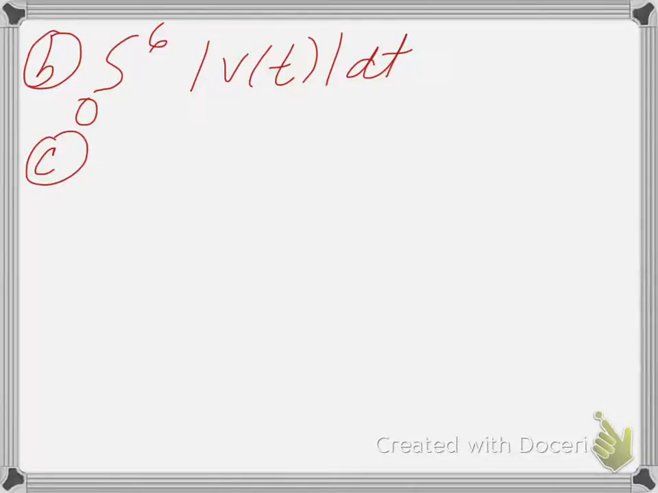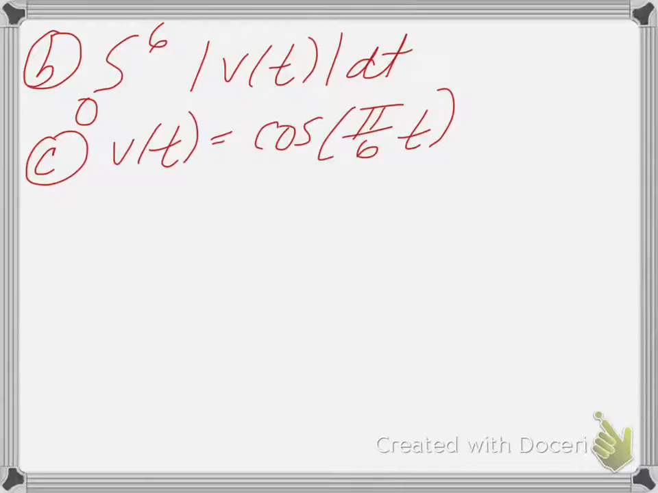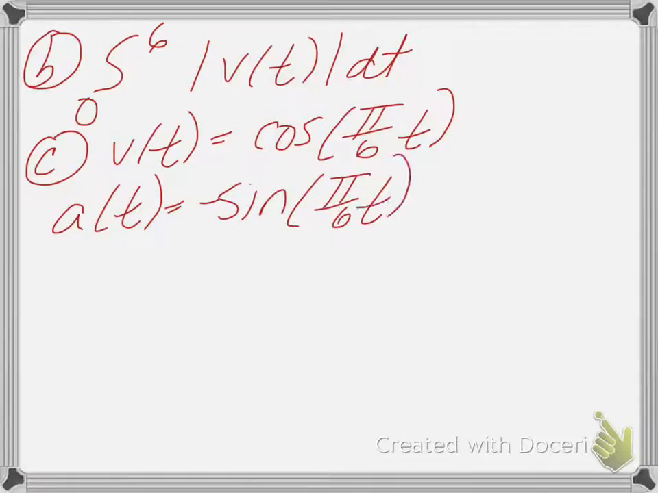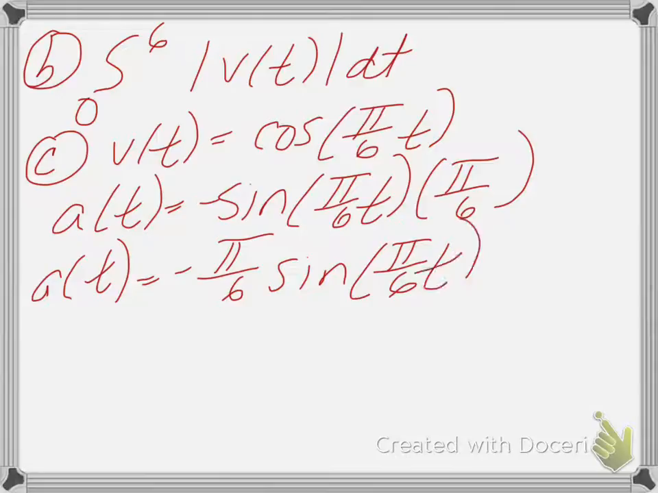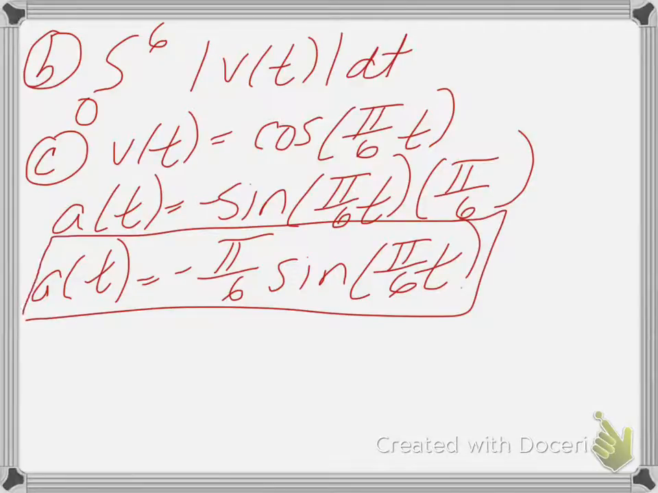All right, we have to find a of t. So v of t was given, and it was this. So for a of t, the derivative of cosine is negative sine, and then you have to do the derivative of the inside, which is just pi over 6. And then that would be the answer. If you wanted to simplify a little bit, you could put that pi over 6 at the beginning. Okay, so there you go. That's the acceleration.